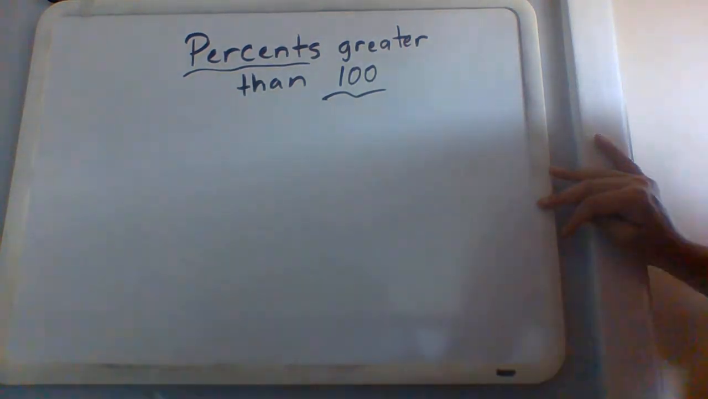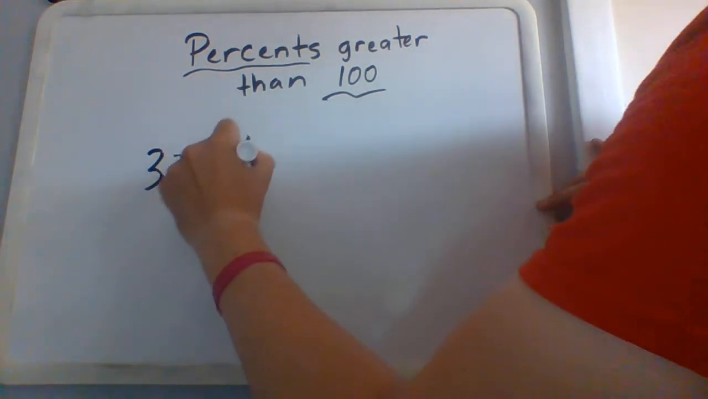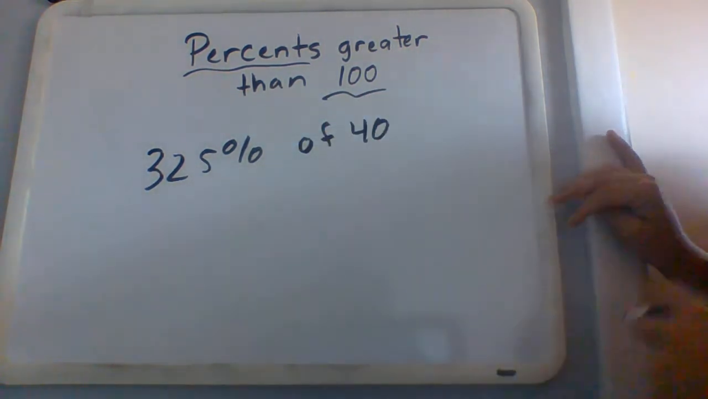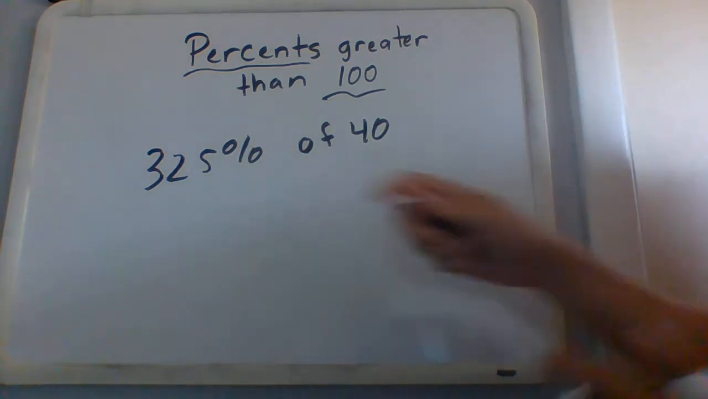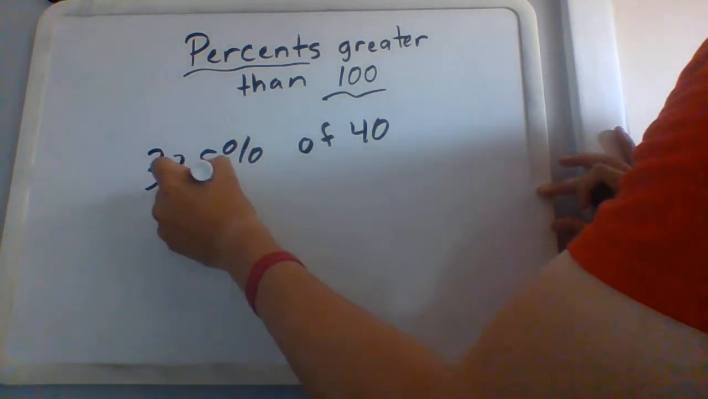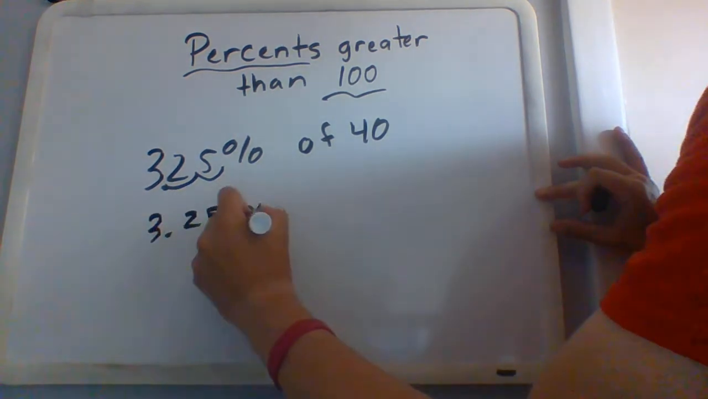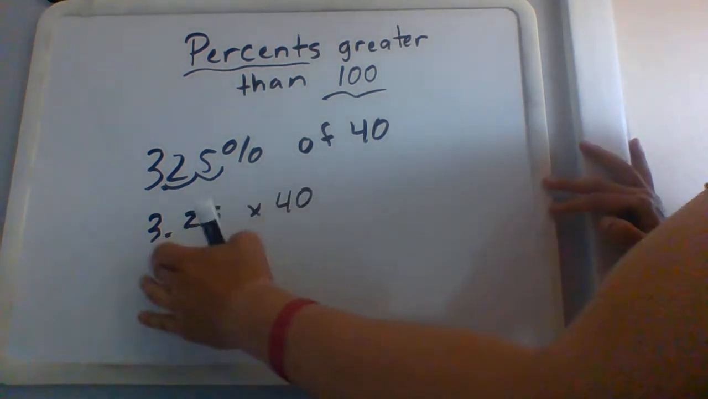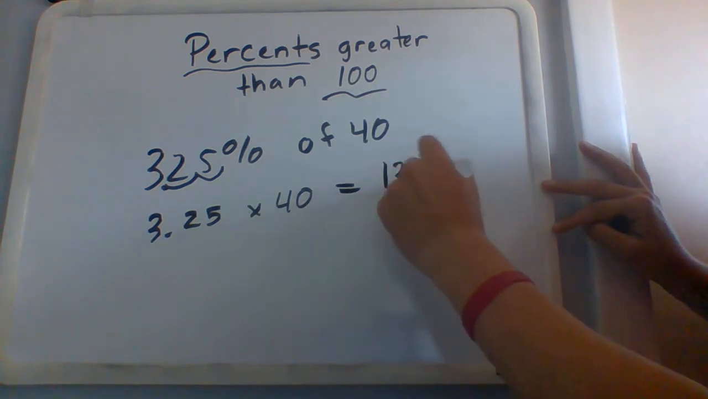Another problem, a bigger percentage. If I have 325% of 40, again, my answer should be bigger than 40 because I'm over 100%. So I move this twice, 1, 2, I get 3.25 times 40, or 40 times 3.25. You plug that in your calculator, you'll receive 130.